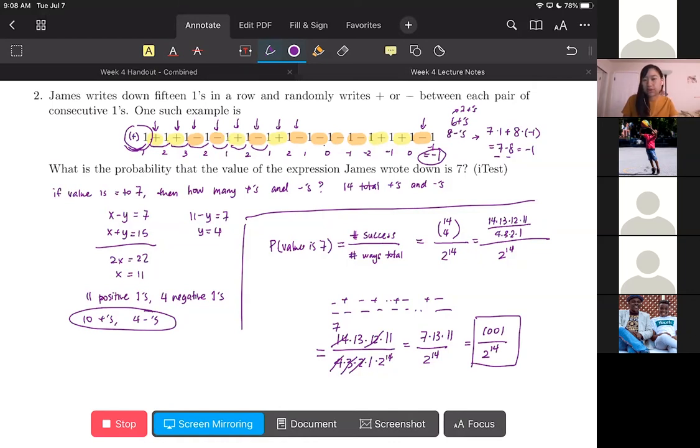So this one was trickier. Any questions? But it still has fundamentally the same approach, right? We want to count the number of successes over the number of total ways. It's just a little bit trickier to count the number of successes.